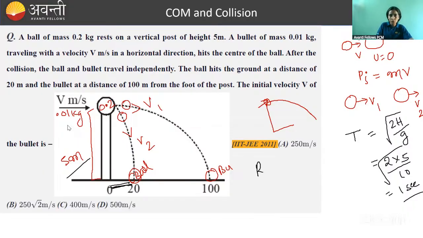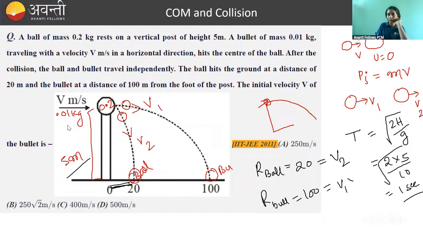So range of the ball, if I write it here, how much is it? This is your 20. And this 20 will be equal to how much? Time of flight is 1 second. What speed did I take? I'm writing v2 for the ball. So v2 is equal to 20 meter per second. Tell me, what will be the range of the bullet? Range of bullet is 100. It's given. And this will be equal to the bullet's velocity, that is v1, into how much? Time of flight, that is 1. So v1 is 100. We know v1 and v2.